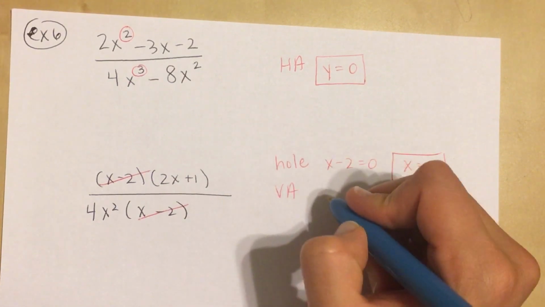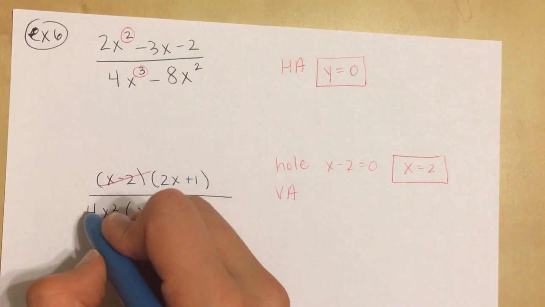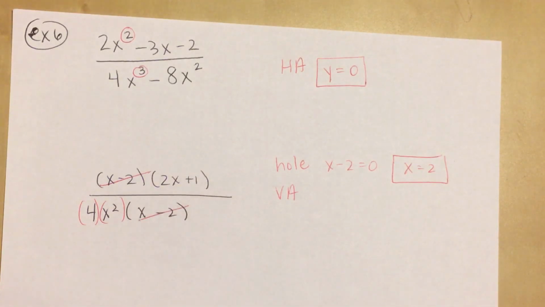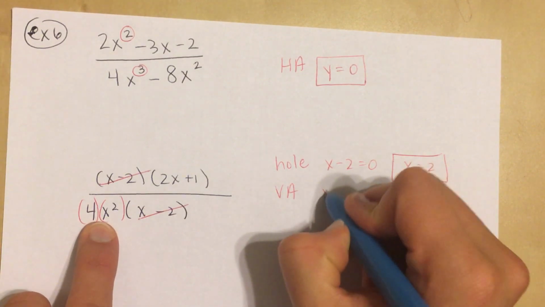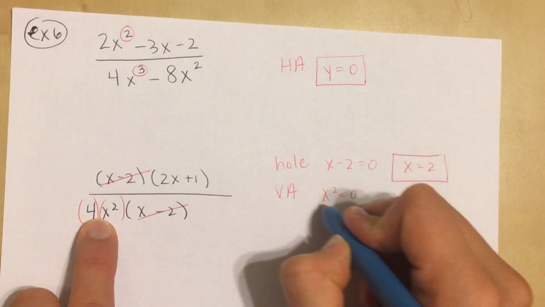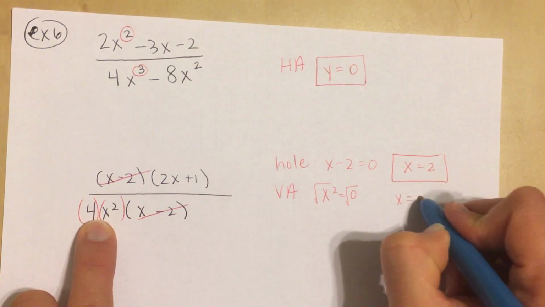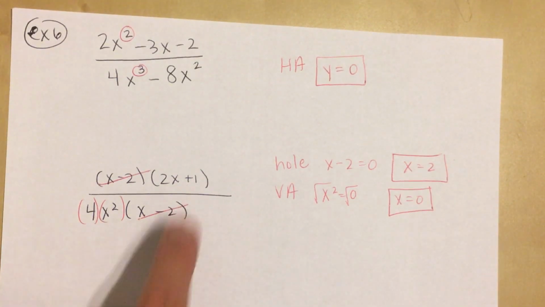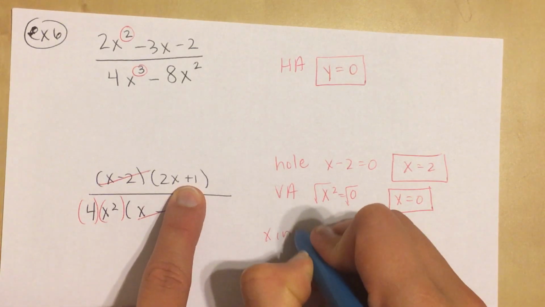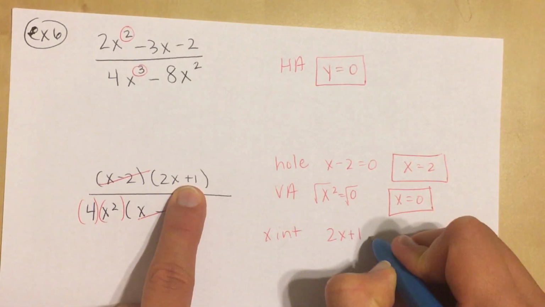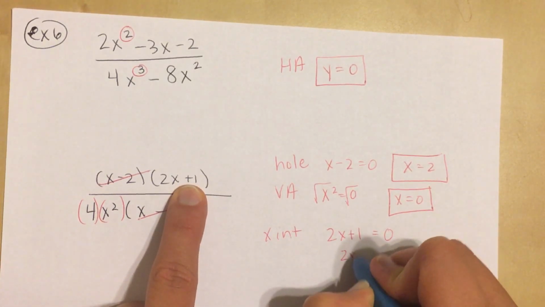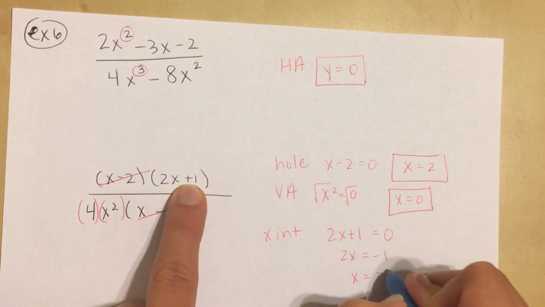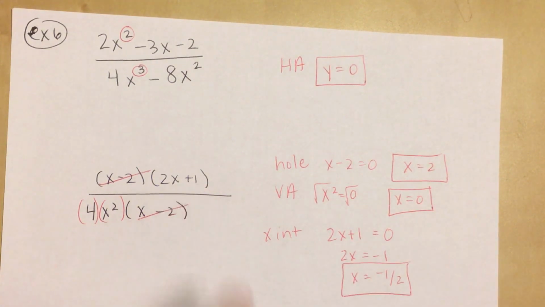There's a vertical asymptote with everything that's left in the bottom. You can either treat this as two separate things, or you can treat it as one whole thing. Either way, if you square root that, x equals 0 is your vertical asymptote. And then x-intercepts: any factor left on top creates an x-intercept.